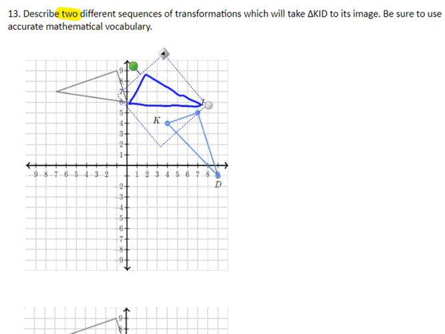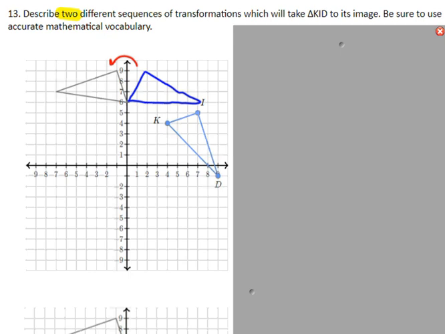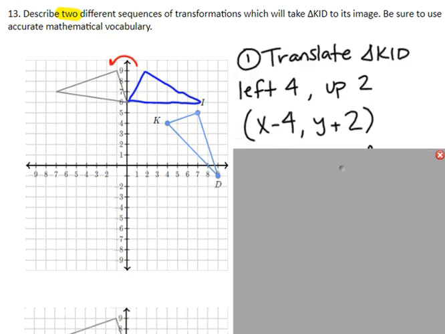We're going to keep that point of rotation right there. And then you can reflect it over the y-axis just like that. So if we were to put that into words, it would look like this. All right, so putting that into words, I think I misspoke before, but we're going to translate it left 4, up 2, which would be x minus 4, y plus 2.